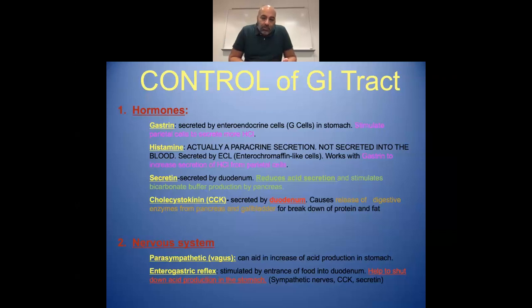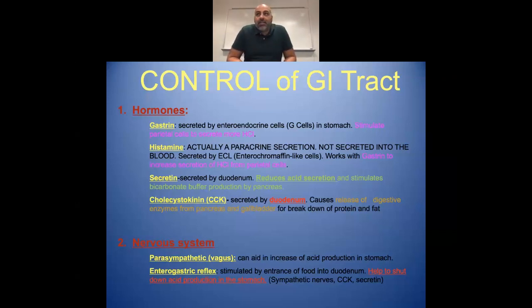CCK. So this causes enzyme release from the pancreas. It activates the liver to produce more bile, and it makes the gallbladder contract so that that concentrated bile can come out. So once again, when would I see this produced? When food is passing through into the duodenum. Okay, we already produced that chyme, it's been churned up, and we're pushing it out into the duodenum. Now we're breaking it down. We're digesting it so we can absorb it.